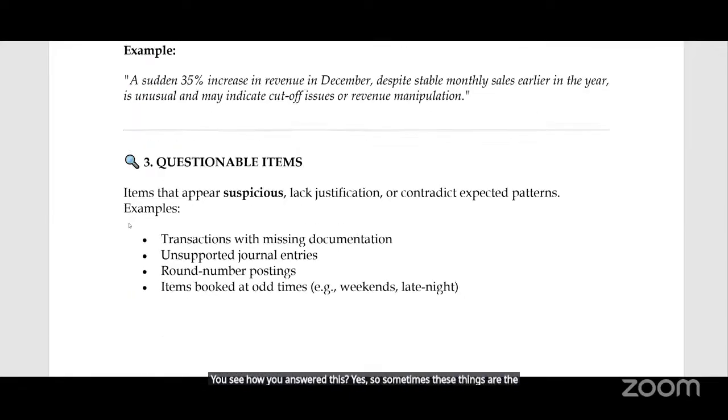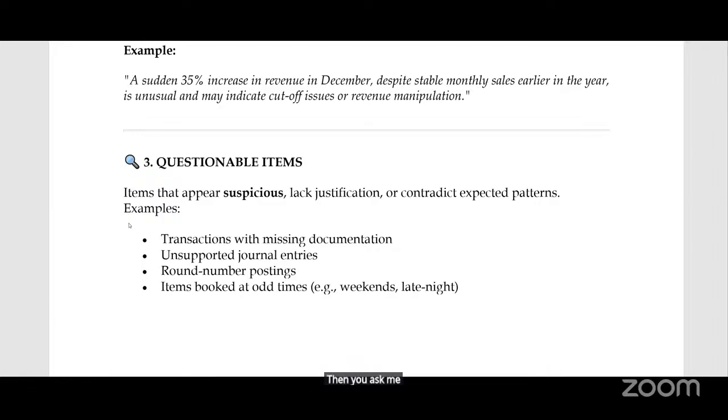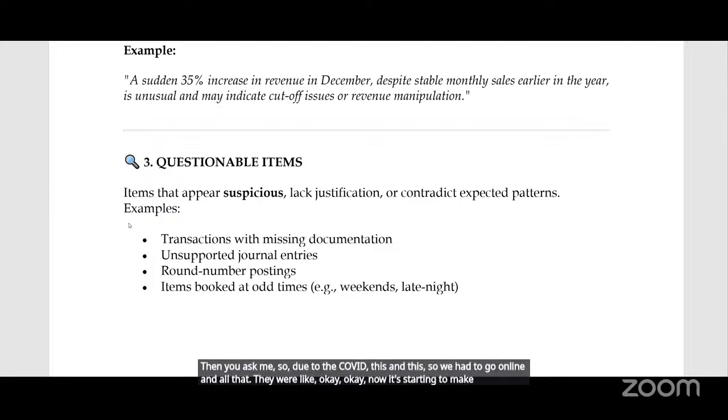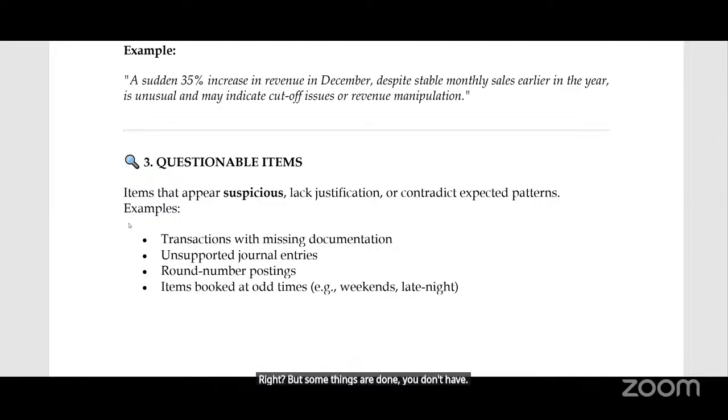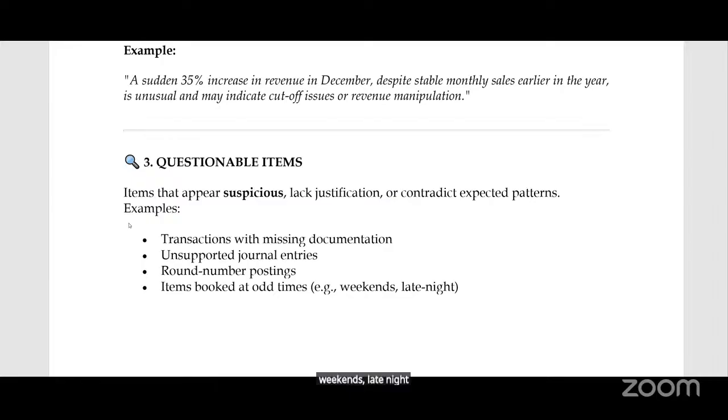And questionable items are items that appear suspicious, or they lack justification. They didn't give you enough information, or they contradict expected patterns. So in real life, when we go for an audit, we say, please, can we have your budget? So we check your last year budget. You put this thing in there, right? This year, it doesn't follow the pattern like that. Then you ask him, and he says due to COVID, we had to go online and all that. You're like, okay, now it's starting to make sense, right? But some things are done and you don't have documentation for them: unsupported journal entries, maybe round number postings, items booked at odd times, weekends, late night. Why? Do you understand? So they are questionable items.